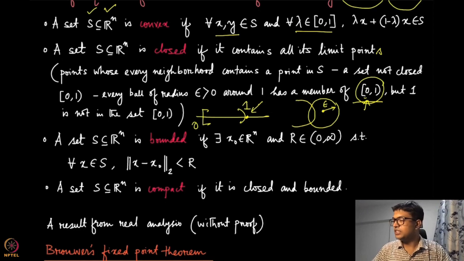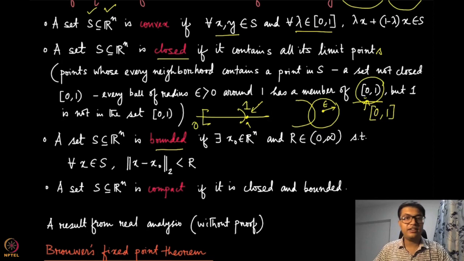So if we instead had 0, 1 closed, that is, we also include the point 1 into this set, then it becomes closed, and there does not exist any other point which is a limit point and that is not inside this set. So that is one important notion. So we need this property of closedness.